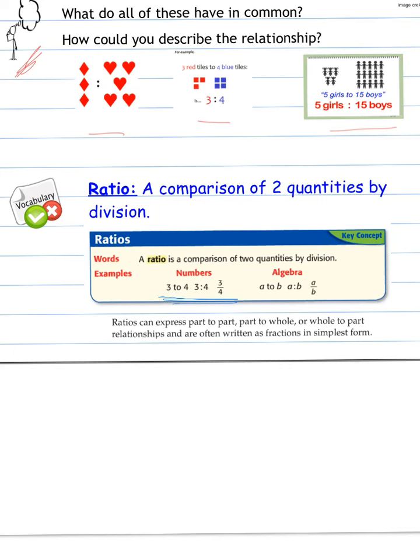Ratios can express part to whole, or whole to part relationships, and are often written as fractions in simplest form. So that's just telling us we could write it as part to part, like the 3 out of 4, or part to whole, things like that.